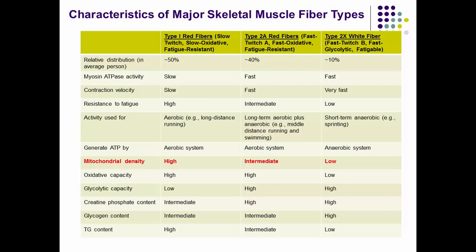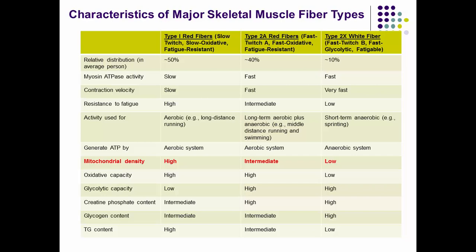And then creatine phosphate content. Creatine phosphate is an important energy fuel for anaerobic metabolism, right? We're going to talk about it later. But here it also makes sense, right? The type 2X should have a higher creatine phosphate content.